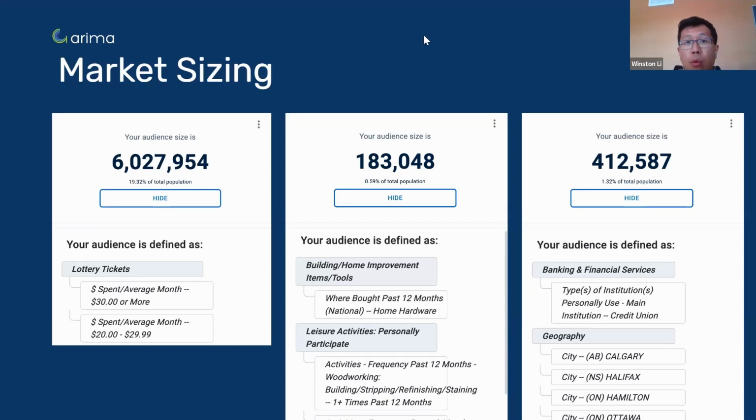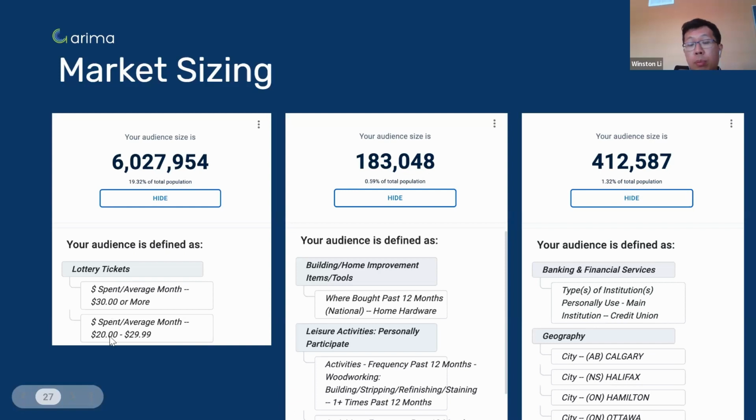So this is a very common question that a lot of people ask in consulting, and being able to size the market is really, really important. And synthetic data, synthetic population, is a great way for people to quite easily sample the market. So you can see here, I've got some examples. Here's an audience with people who spend money buying lottery tickets. They spend $20 to $29 or $30 or more.